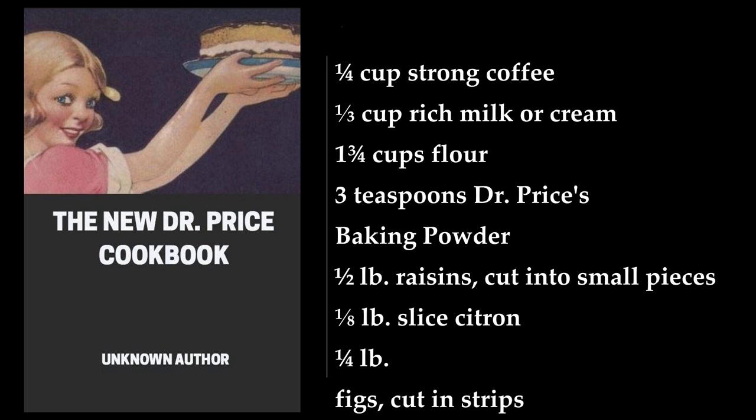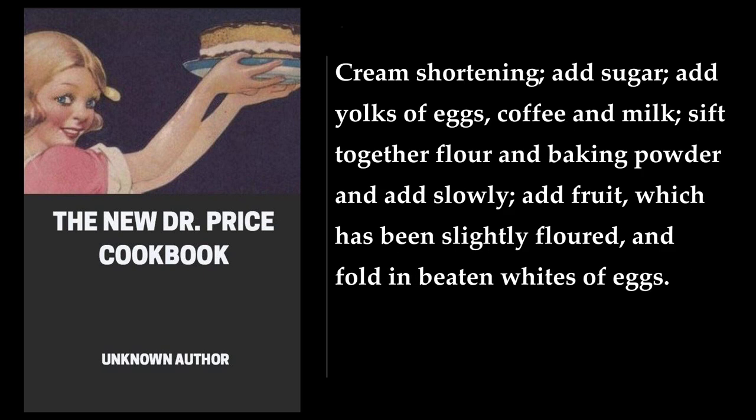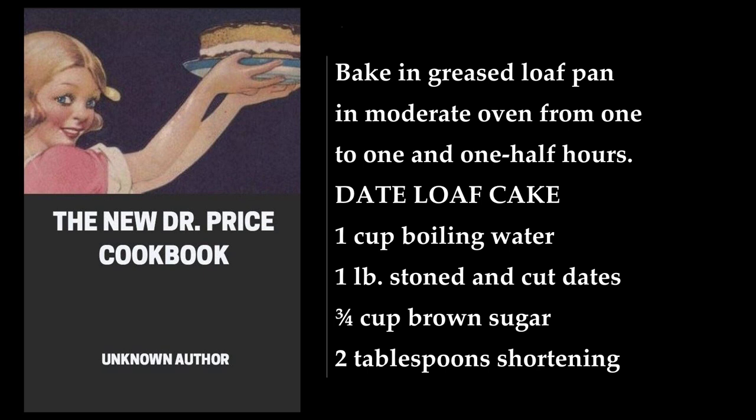1¾ cups flour. 3 teaspoons Dr. Price's baking powder. 1/2 pound raisins, cut into small pieces. 1/8 pound sliced citron. 1/4 pound figs, cut in strips. Cream shortening, add sugar, add yolks of eggs, coffee and milk. Sift together flour and baking powder and add slowly. Add fruit, which has been slightly floured, and fold in beaten whites of eggs. Bake in greased loaf pan in moderate oven from 1 to 1½ hours.